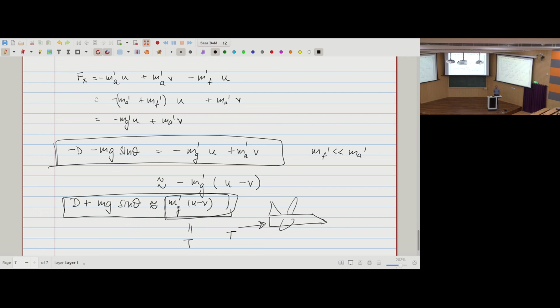So we can check: if m_g prime is 0, we get no thrust. M_g prime is the rate at which the gases are exhausting or entering, it's almost the same. If u is equal to v, you don't get any thrust. Okay. If u is 0, reverse. You get a negative thrust.